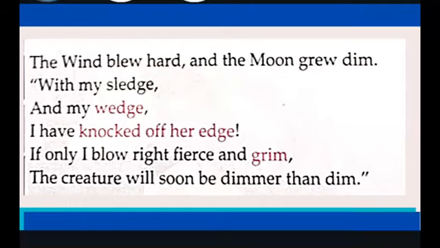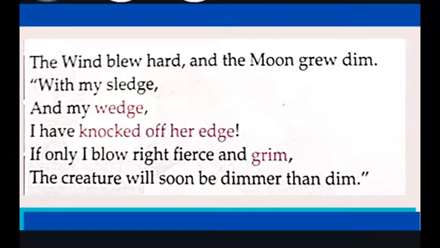So this time the wind blew very hard, and this time the moon grew dim. That was the next phase of the moon, right? From a full moon, the size becomes smaller and smaller. All of you know that, right? But the wind is thinking that because he blew hard, the moon has grown dimmer. Okay, because he blew hard with the sledge and a wedge.